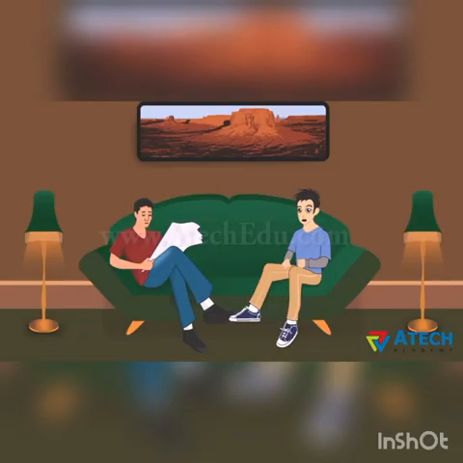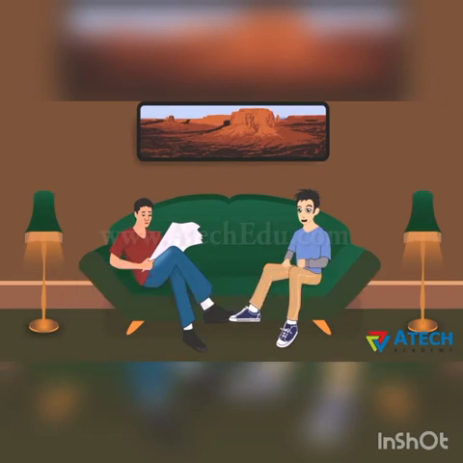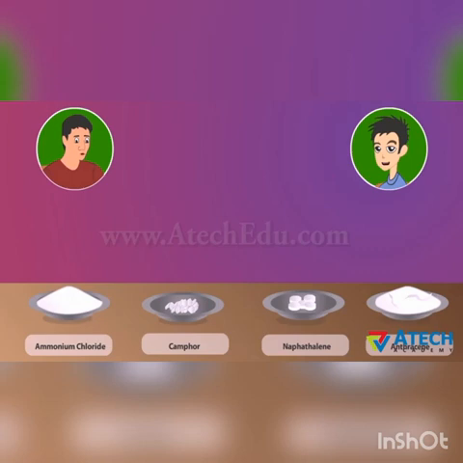Dad, I learnt about the sublimation process. Where do we use it? Sublimation is the process in which a substance changes from solid to gaseous state on heating. The sublimation process is used to separate a mixture that contains a sublimable volatile component and a non-sublimable impurity. Some examples of solids which sublime are ammonium chloride, camphor, naphthalene and anthracene.